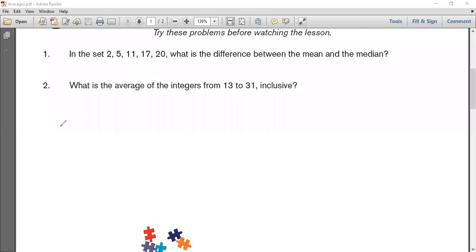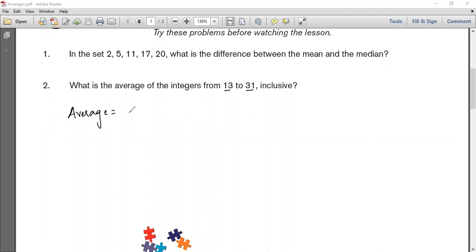Now let's read the second question. What is the average of the integers from 13 to 31 inclusive? Inclusive means that you have to include 13 and 31. Integers means all whole numbers, positive as well as negative numbers. It does not include fractions or decimals. So what is the average?